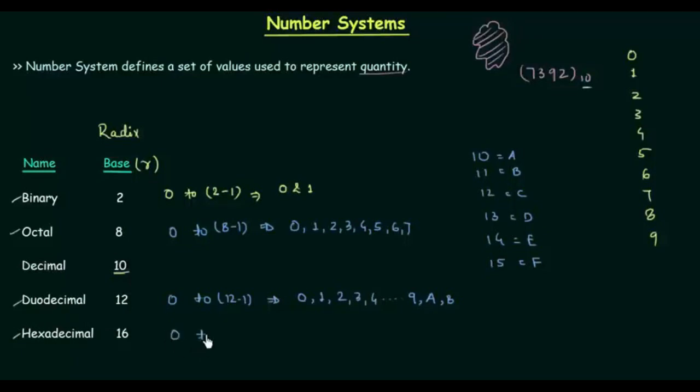We will repeat the same process for hexadecimal: 0 to 16 minus 1, which is 15. So we have 0, 1, all the way to F, which is 15. This was the small introduction on number systems. We will see more details in the coming presentations.